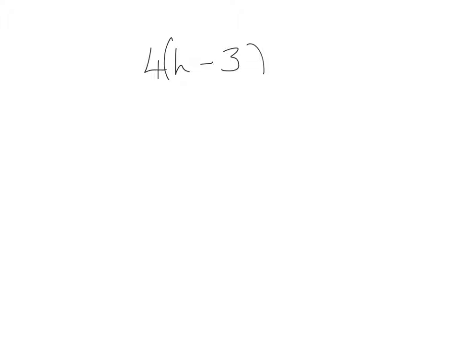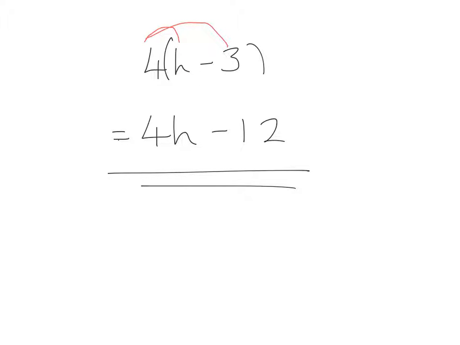And how we do that is 4 multiplies the first term. So 4 times h is 4h. And then 4 multiplies the second term. 4 times minus 3 is minus 12. Okay, remember, a plus times a minus is a minus. Okay, really important you can quickly recall these facts as we go through the National 5 course.